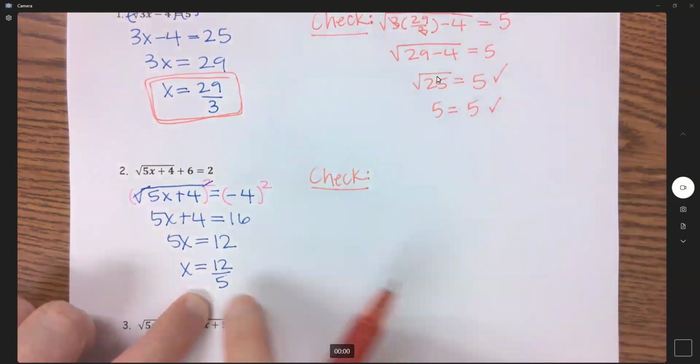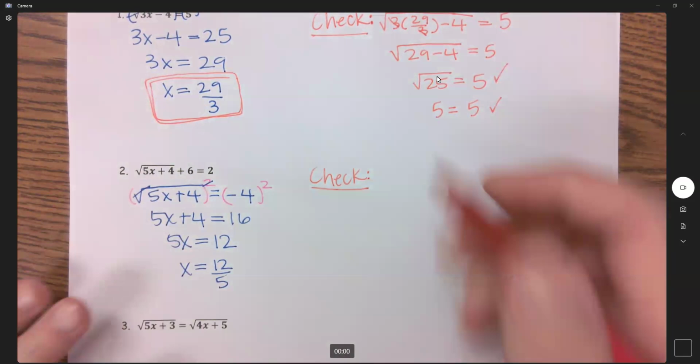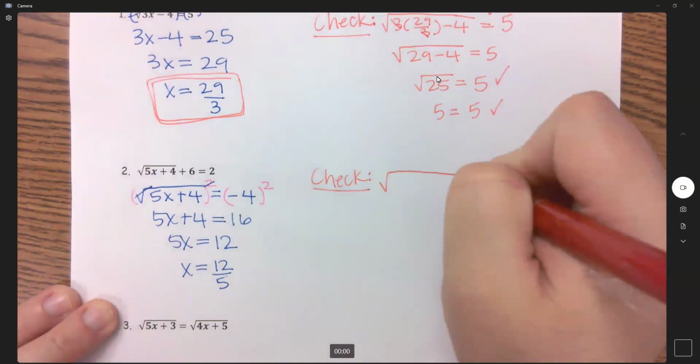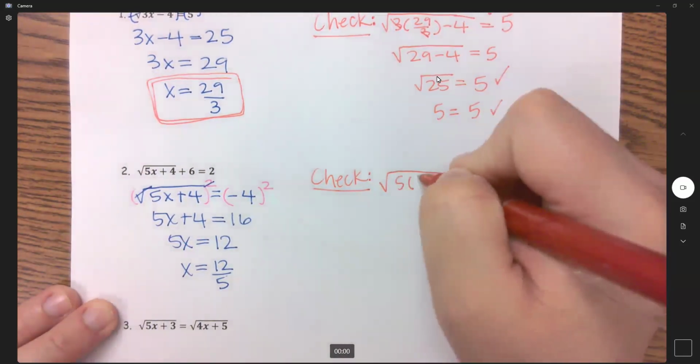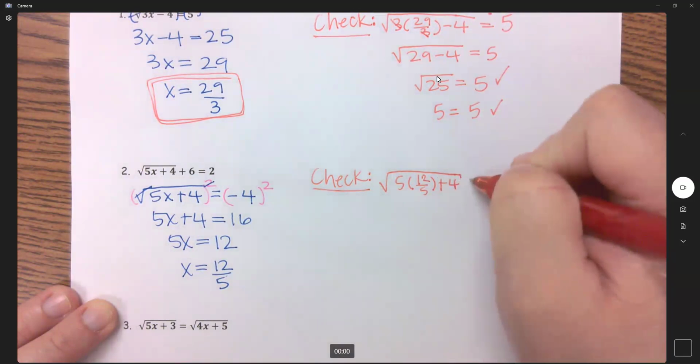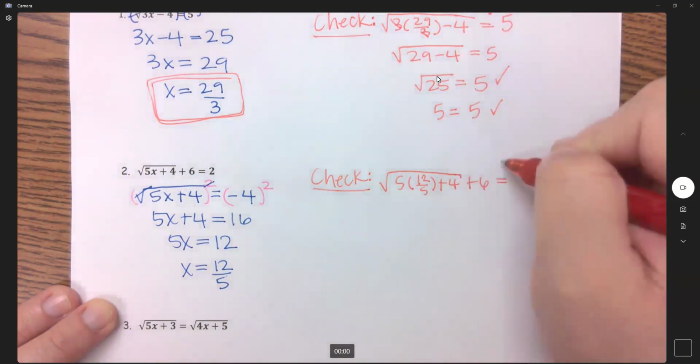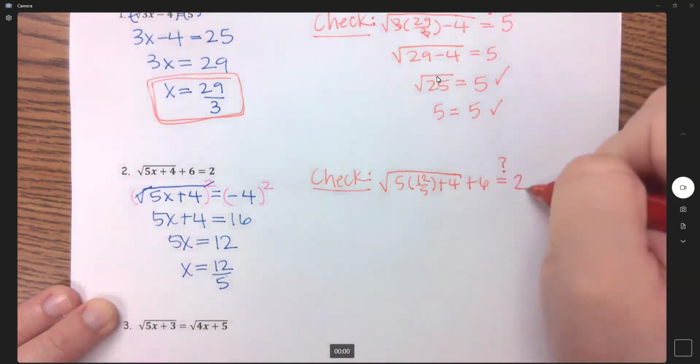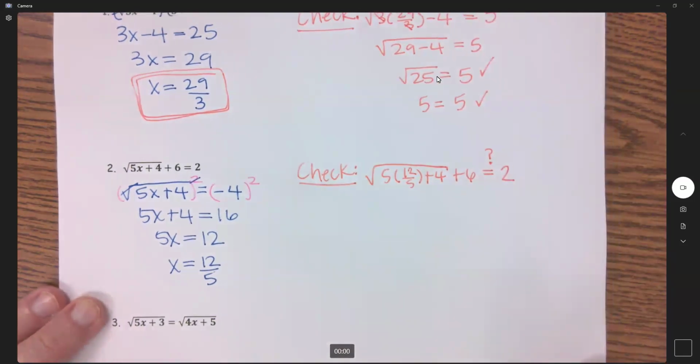So I'm going to plug in 12/5 for this x here. So we have 5 times 12/5 plus 4 plus 6. And I want to know, does it equal the other side? Does it equal 2?